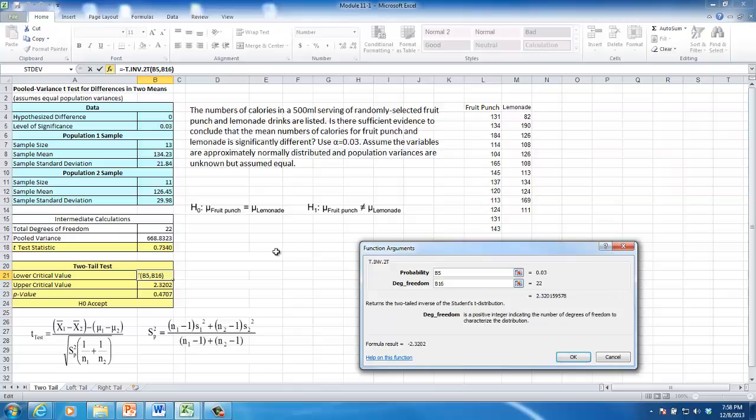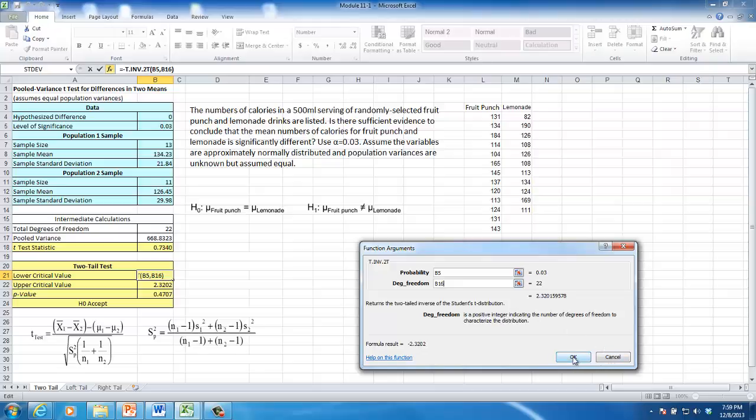Degree of freedom equals n1 plus n2 minus 2. So n1 is sample size 1 and n2 is sample size 2. There are 13 samples plus 11, 24, minus 2, 22. So B16, as you can see here, is 22. So degree of freedom is n1 plus n2 minus 2.